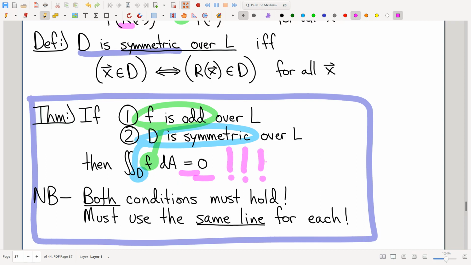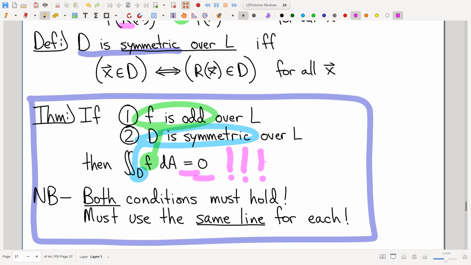Super convenient, super powerful theorem. You could be looking at a double integral. You could have an ugly integrand. You could have a weird-shaped domain. And as long as that weird-shaped domain is symmetric, as long as that ugly integrand is odd, we'll talk in a moment about how to test that, you wave your magic wand, that integral is 0. It's just totally awesome.